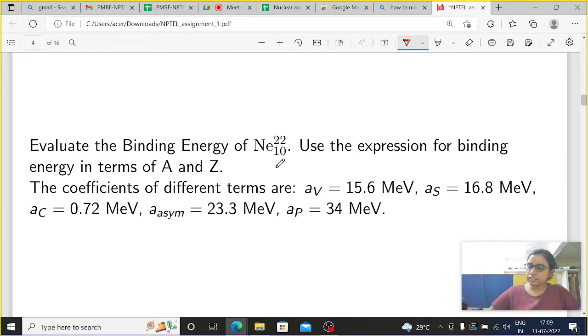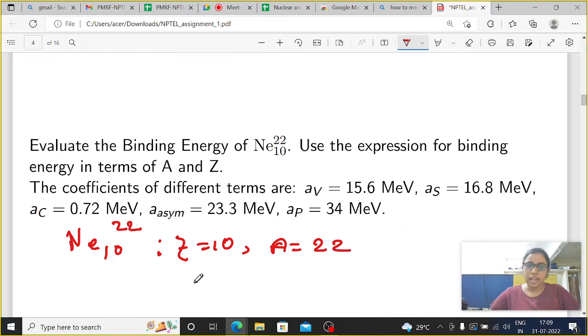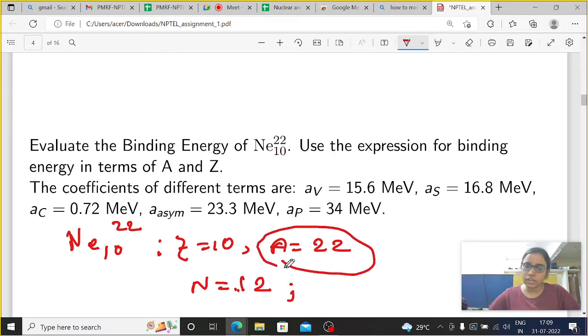But before that, I would like to say something about neon 10,22. As I already told about that notation, for neon 10,22, Z will be 10, A will be 22, and N will be 12, because 12 plus 10 equals 22. So that means N and Z both are even numbers, as well as A is also an even value. So that means for neon 10,22, A, N, Z are all even.